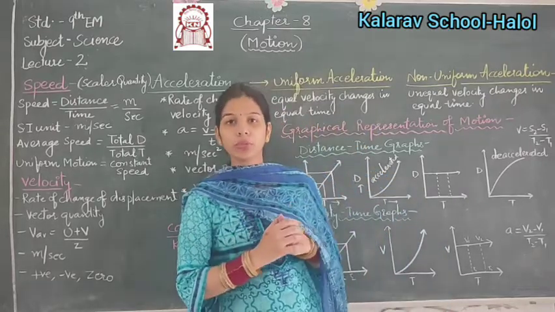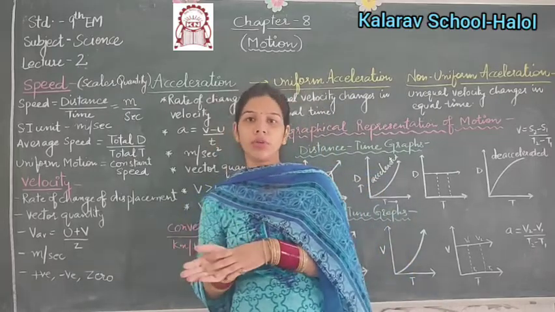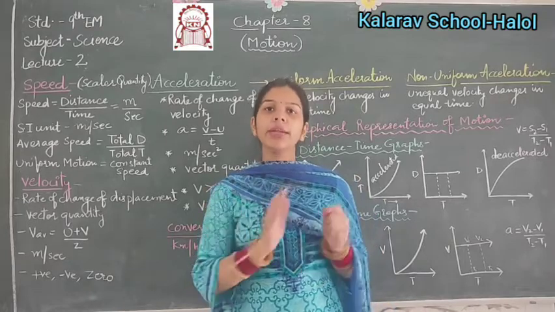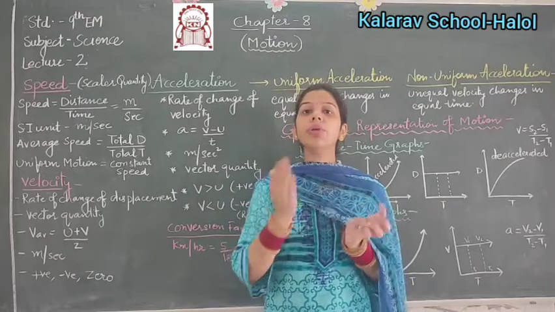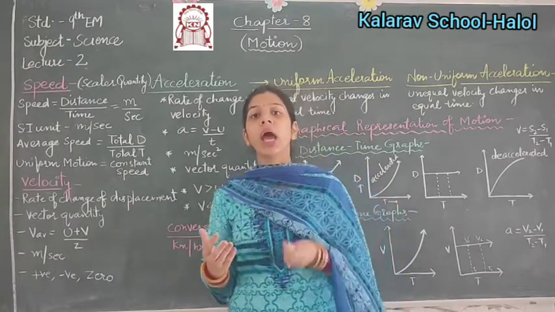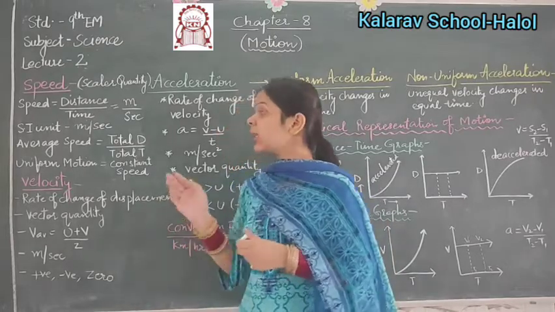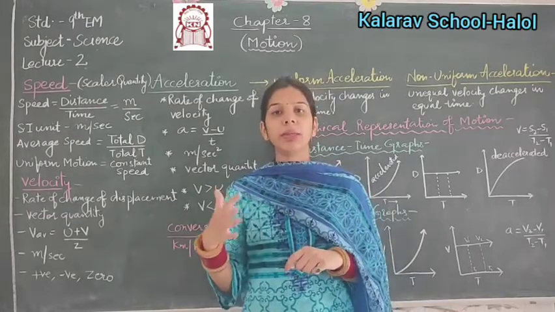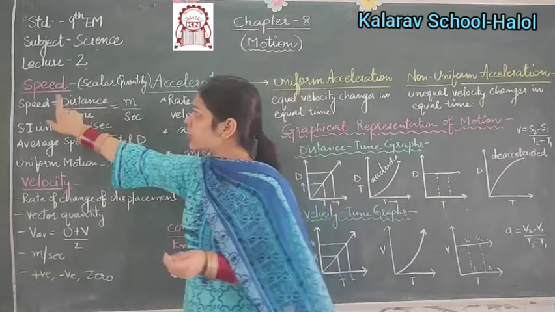Uniform motion is when equal distances are covered in equal intervals of time. For uniform motion, the speed of an object remains constant. On the other side, non-uniform motions are those where a body covers unequal distances in equal intervals of time. Then the speed of the body is variable. Variable means it can change, because as distance changes, speed also changes.